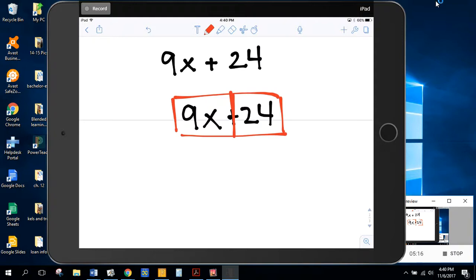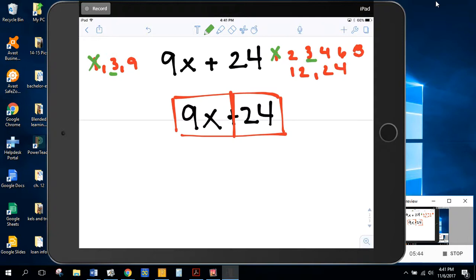So now I need to find my factors. So the factors of 9 are 1, 3, and 9. And for 24, it's 1, 2, 3, 4, 6, 8, 12, and 24. There are a lot for 24. So now let's look at our common factors. Yes, they're all going to have 1, so we're going to ignore 1. And the only factor that these have in common is actually a 3.